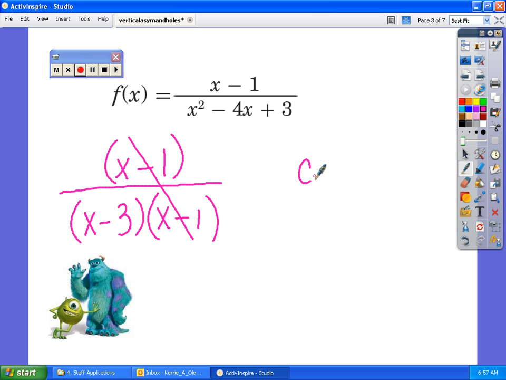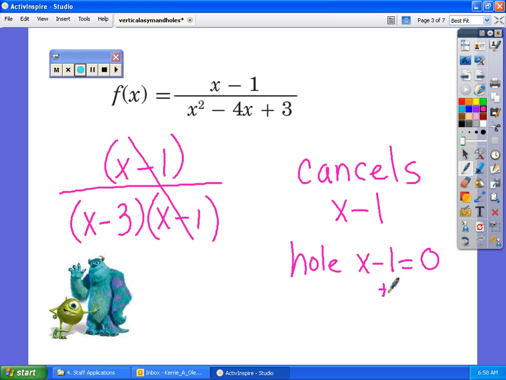Whatever cancels out, x minus 1, that is going to be your hole. So my hole is going to be x minus 1 equals 0. Add 1 to both sides. X equals 1. So I have a hole in my graph when x equals 1.